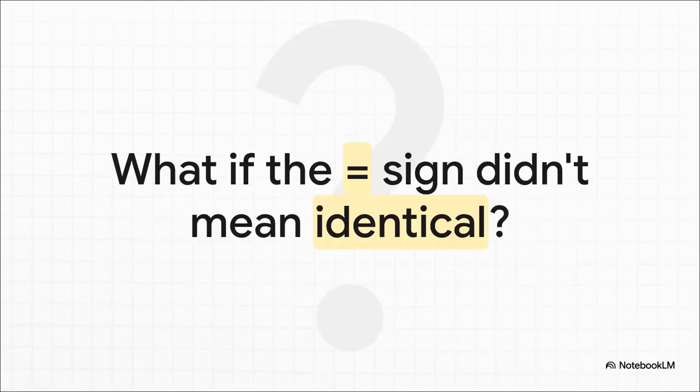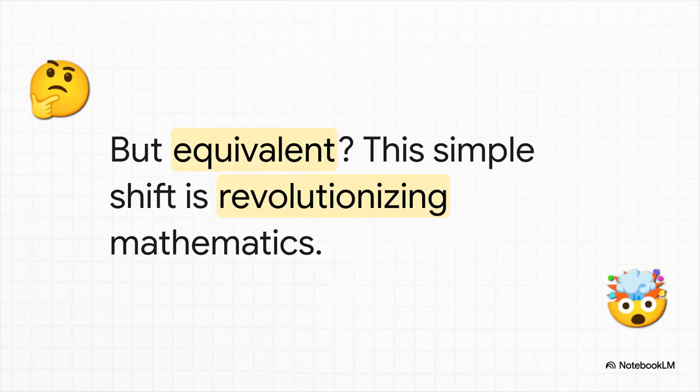So, I want you to just think for a second about the equal sign. The most basic symbol in all of math. Your whole life, it's meant one thing. This and that are exactly the same. But what if that's not the whole story? What if equals could mean something deeper? What if, instead of just meaning identical, it could also mean equivalent?